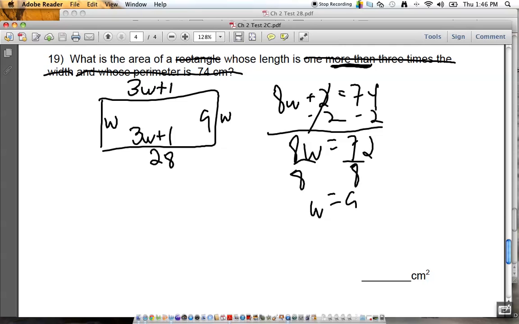So the width is 9, the length is 28, but, notice, we crossed all this stuff out. It says, what's the area? How do I find the area of a rectangle? Length times width. So I'm going to do 28 times 9. And that would work out to 180 and 72, which is 252.